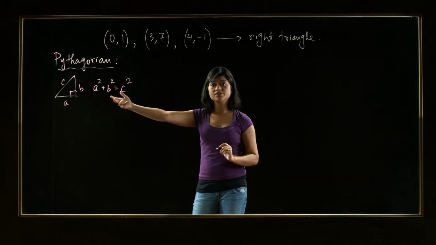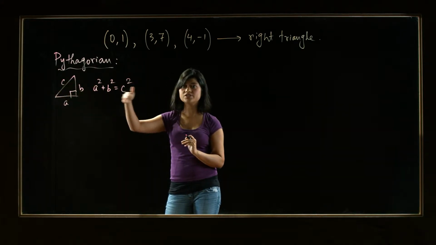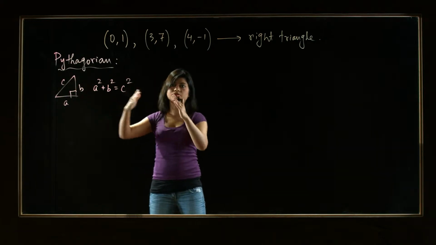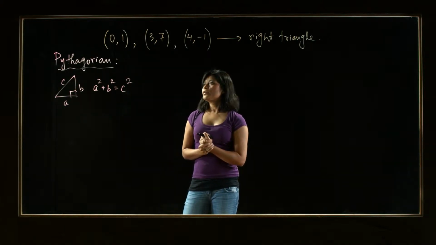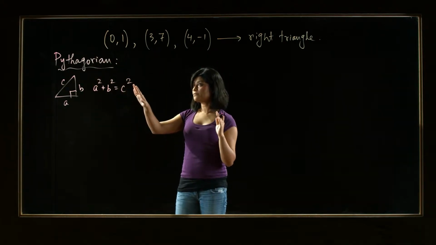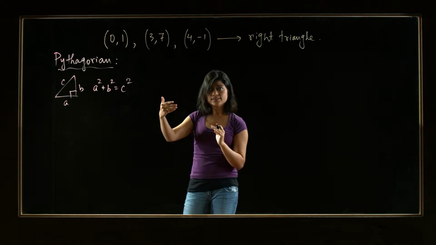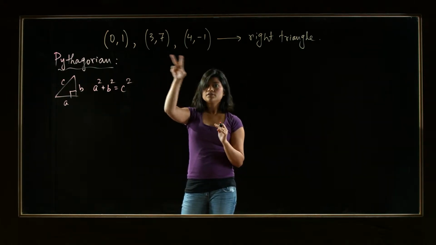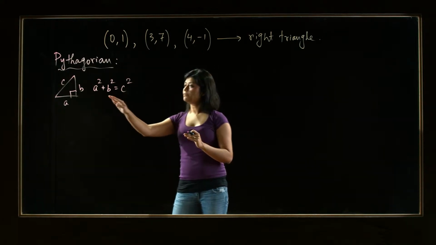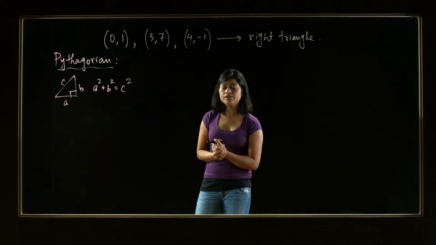And the converse of this theorem is also true. So if you have 3 lengths and they follow this rule, then those will be the 3 sides of a right angle triangle. So we can use that fact in this problem. There are 3 points, so we can take each pair of points and find the distance between them, and then figure out if they follow this rule. And if they do, then it will be a right triangle.